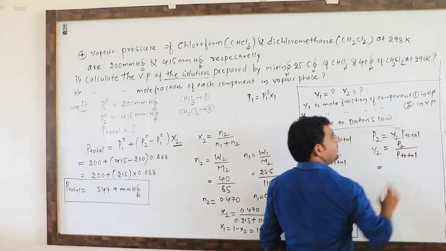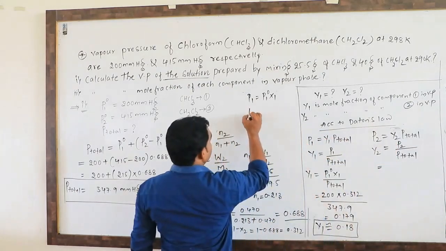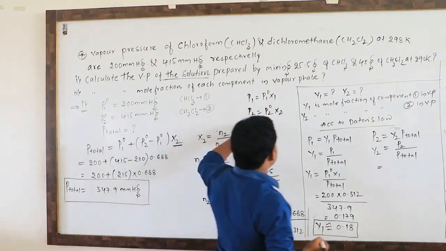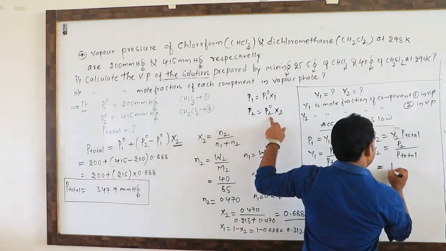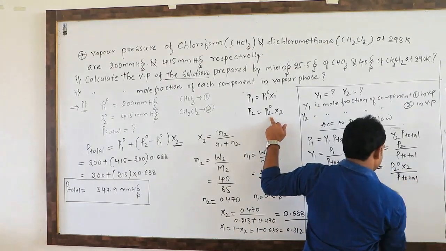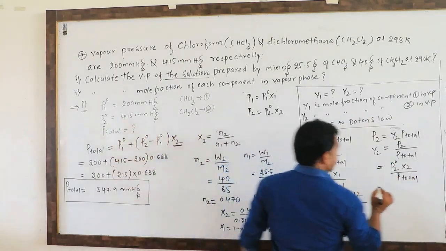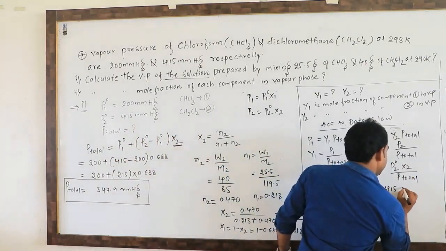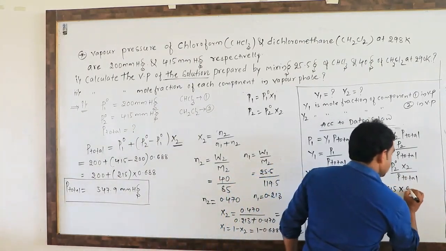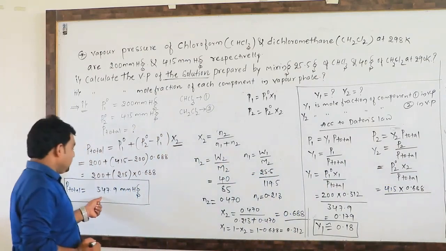Now P2 is what? Partial vapor pressure. They didn't give it. Using P2 is equal to P2 naught into X2, we can calculate P2. That is, Y2 is equal to P2 naught into X2 divided by P total. Now P2 naught they have given, that is 415 mmHg. 415 into X2, already calculated 0.688, divided by P total, which is 347.9.